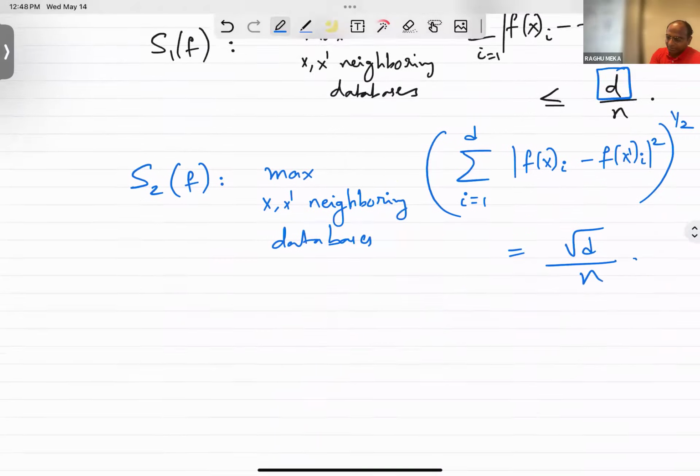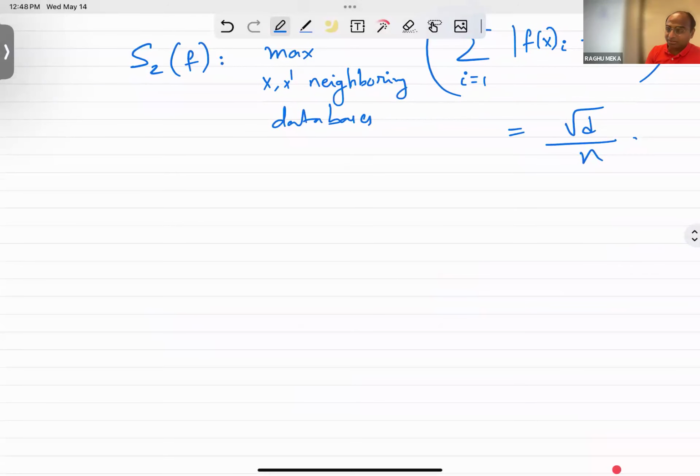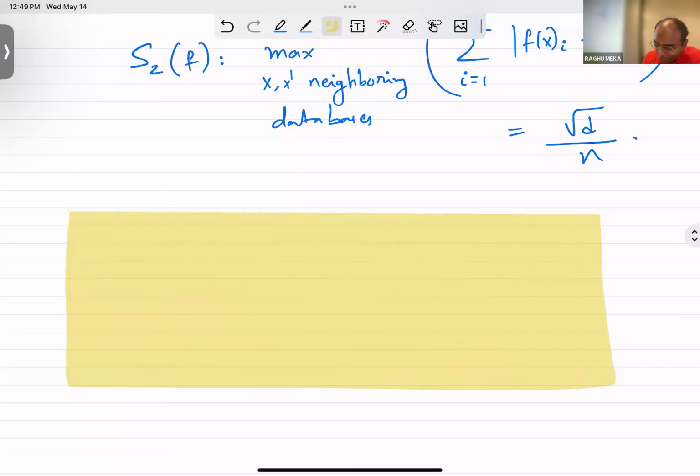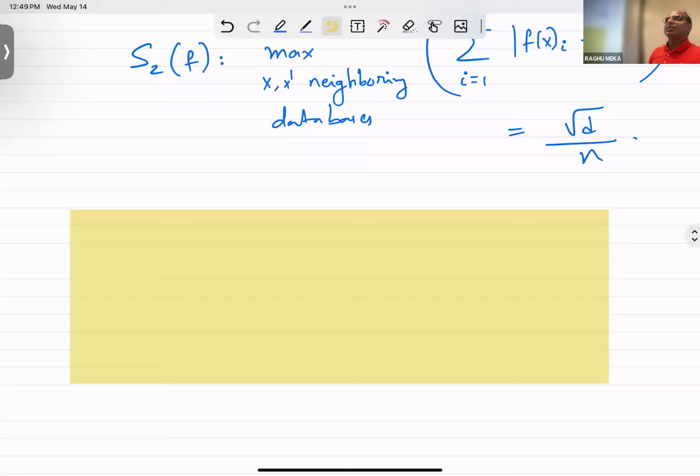Right. And this is where epsilon-delta differential privacy, the approximate differential privacy, comes in. Just as the Laplacian mechanism gave us a way to get privacy for any function which has small L1 sensitivity, there's something called the Gaussian mechanism, which gives you privacy for any function with small L2 sensitivity. So in particular, this is the Gaussian mechanism.